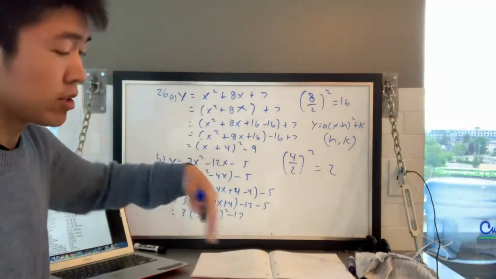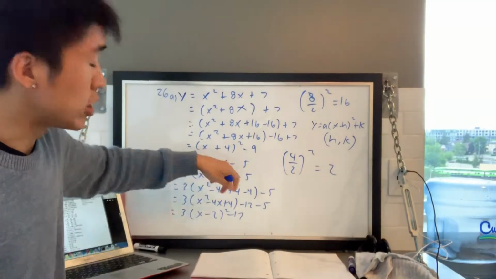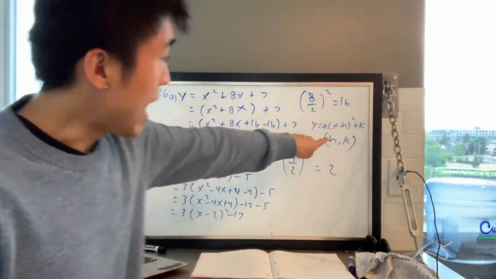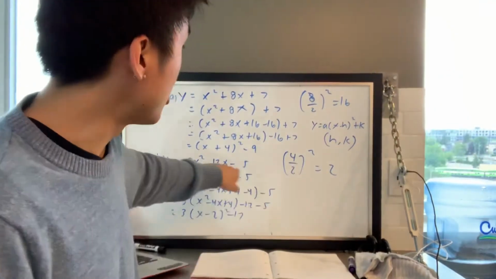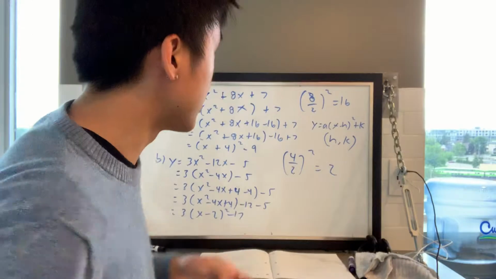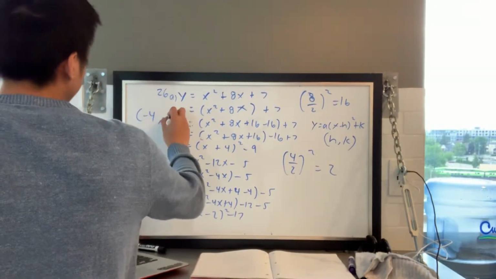So this right here is easy because now you also know the vertex. The vertex for this quadratic would be negative 4, comma negative 9. Remember, it's (x minus h) squared. So it's the opposite, right? So it's minus 4, meaning that the coordinates for the vertex in this case is (negative 4, negative 9).